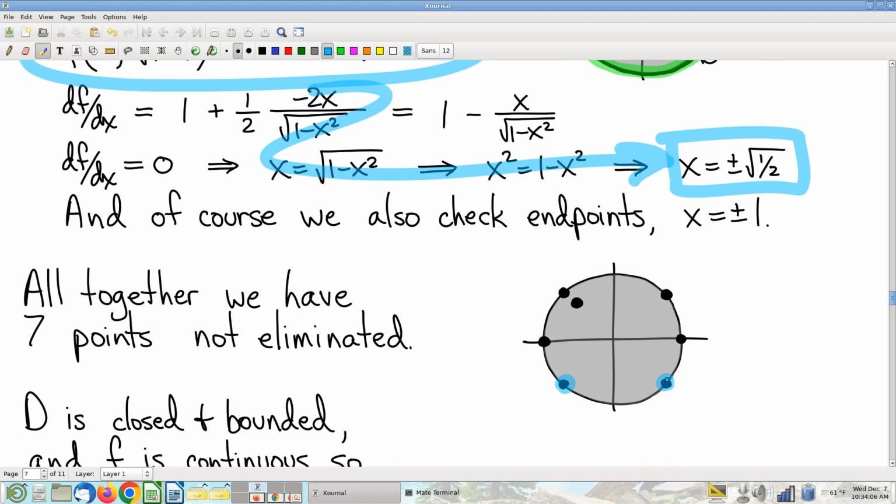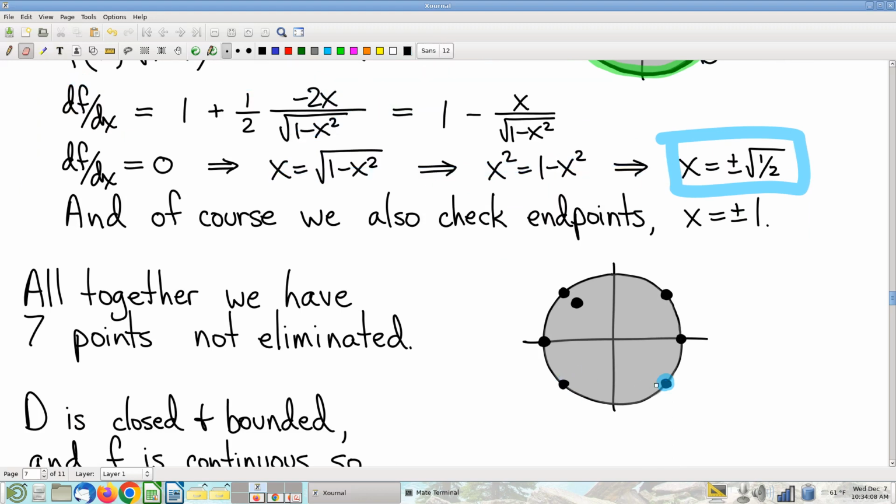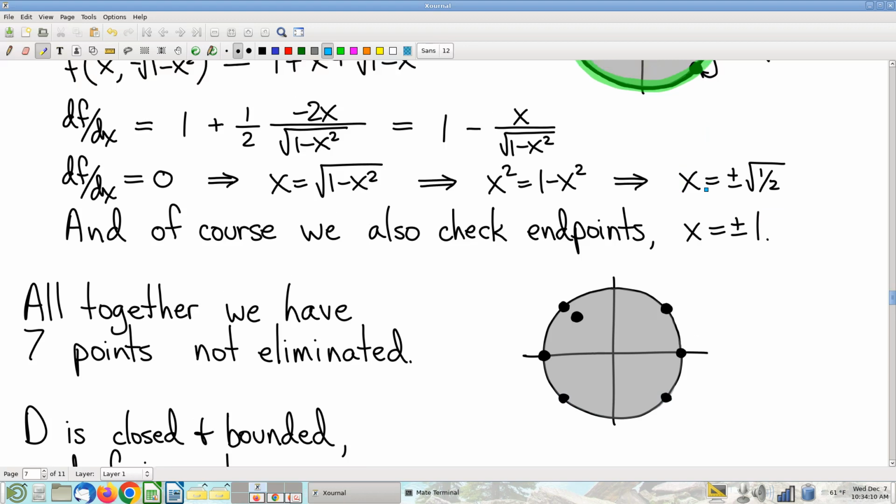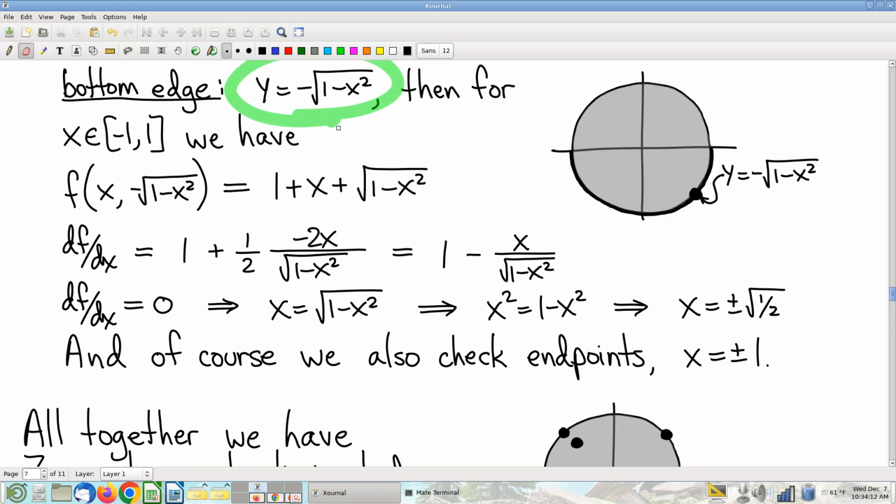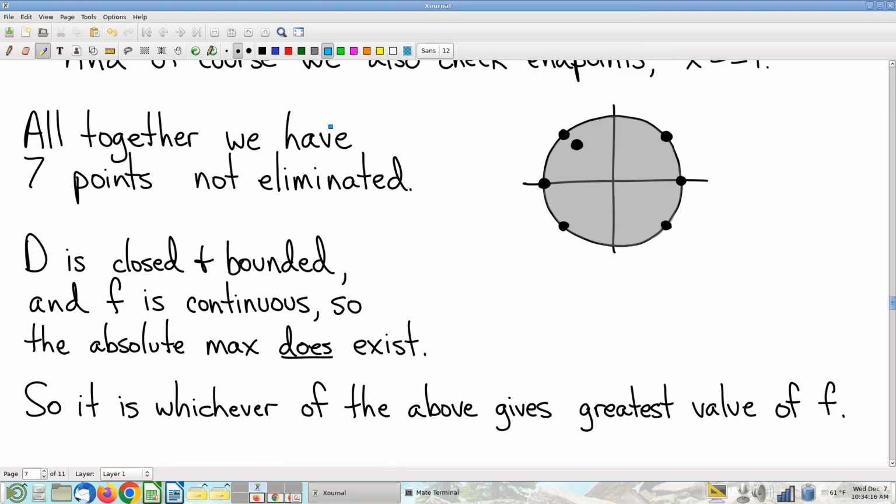Okay, so plugging in the boundary formulas and turning multivariable functions into single variable functions seems like a good idea, but you see there is a fair amount of tedium involved. We ended up with 7 critical points, right, that we can't eliminate because they're critical points, right? And so you'd have to check all 7 and see where the value of the function is the biggest.